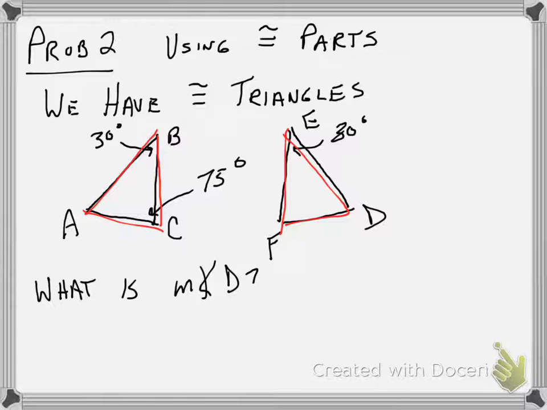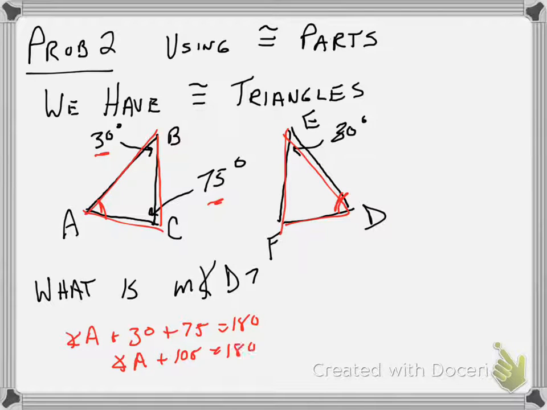So they want to know what's the measurement of angle D. Angle D is right there. It's going to match with angle A. So if we have 30 and 75, we have to find angle A. So angle A plus 30 plus 75 is going to be 180 degrees. I get angle A plus 105 equals 180. Subtract the 105, so I get angle A equals 75 degrees. Well, angle D matches it, therefore angle D is also 75 degrees.